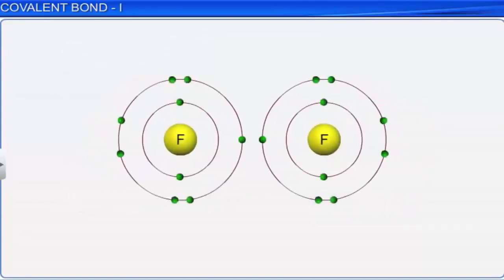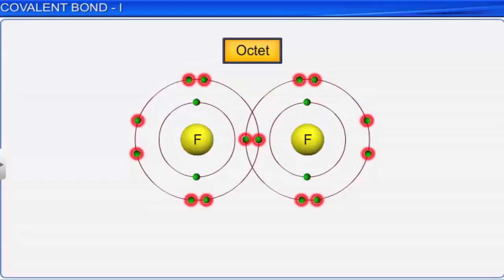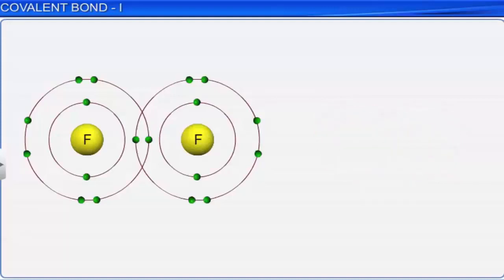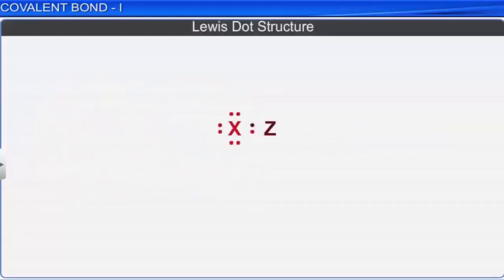During covalent bond formation, each atom tries to attain octet, that is, 8 electrons in its valence shell, or duplet, 2 electrons in the first shell. The formation of covalent molecules can be understood from the Lewis dot structures. In the Lewis dot structures, the valence electrons of all the bonded atoms of a molecule are represented by dots.